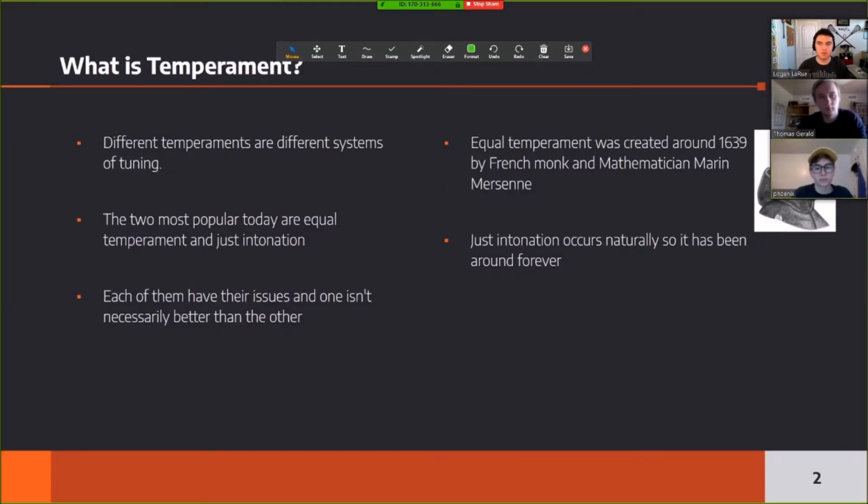And so, what is temperament? Different temperaments are different systems of tuning. So they're the different ways that we can split up the frequencies in an octave to get the different notes. The two most popular and well known are equal temperament and just intonation. Each of them has issues that you can't solve, and one isn't necessarily better than the other. But as Western musicians, we use equal temperament.